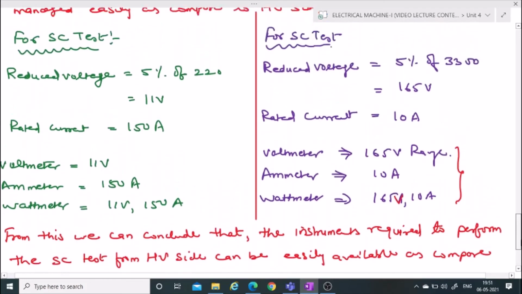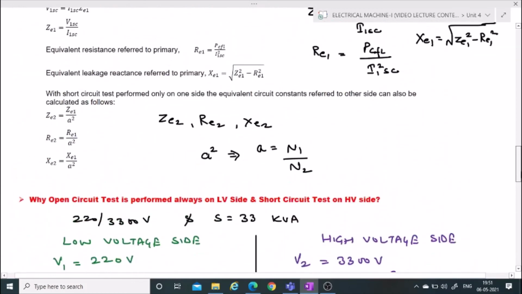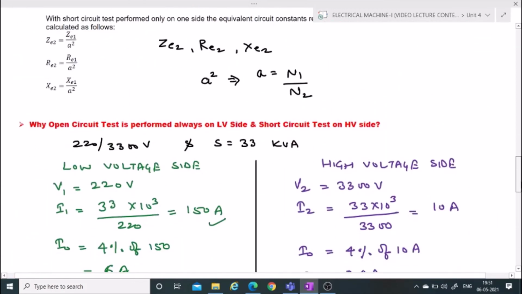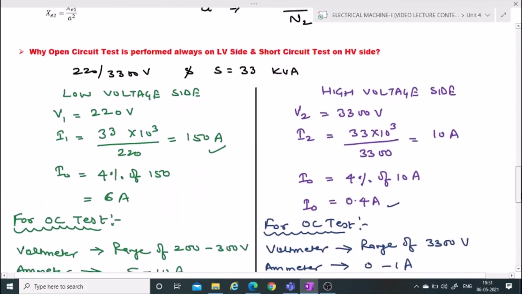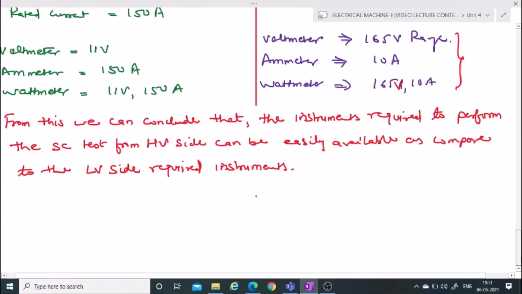So these are the reasons for which we always perform the open circuit test on the low voltage side and the short circuit test on the high voltage side. So I think you have understood this topic clearly and hope you will now be able to explain the open circuit test and short circuit test, and understand why we perform this from the low voltage side and this from the high voltage side.